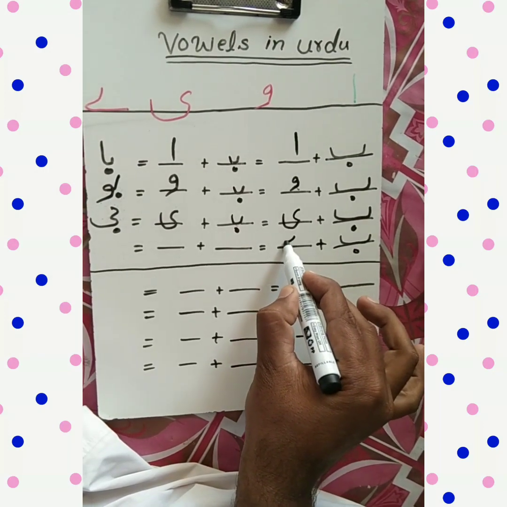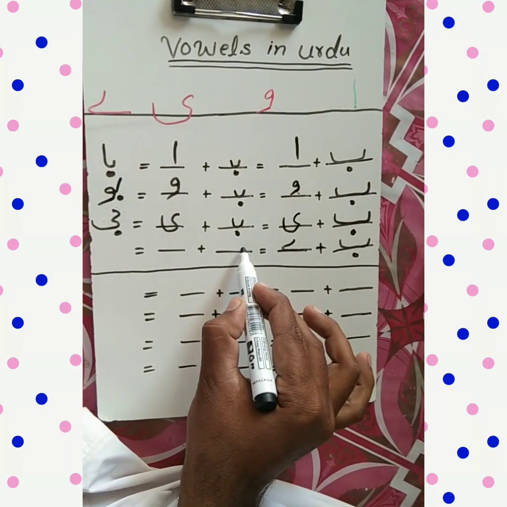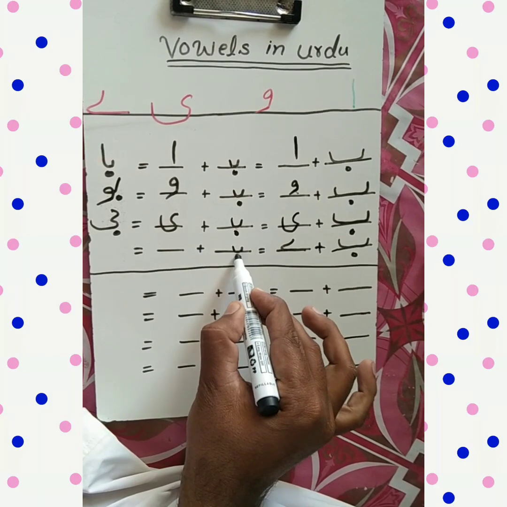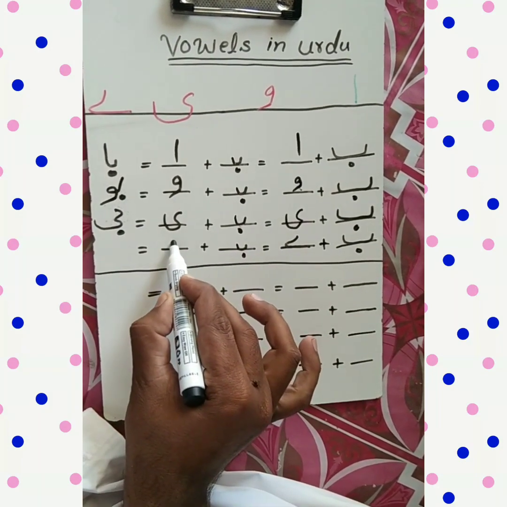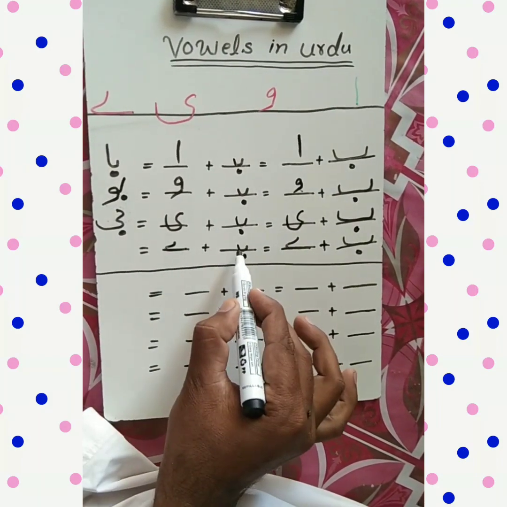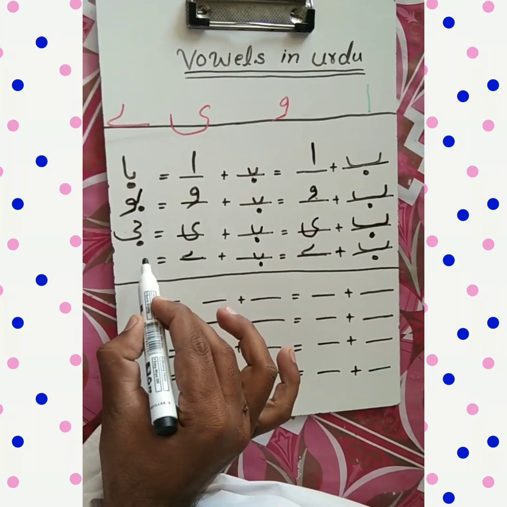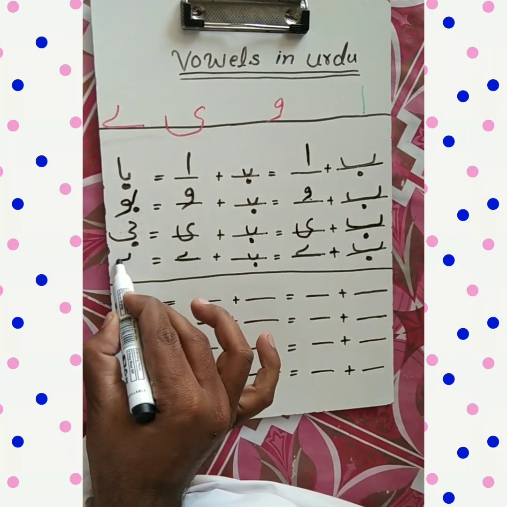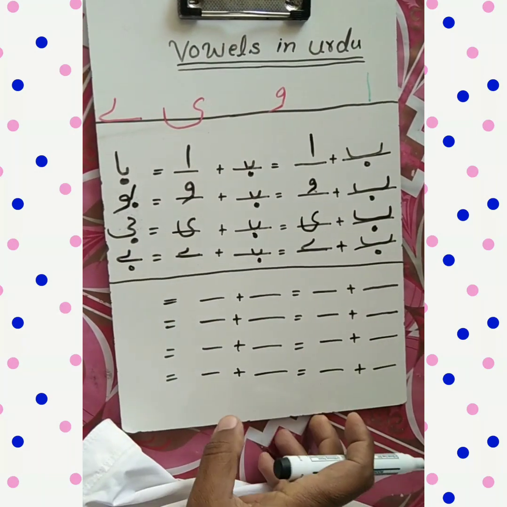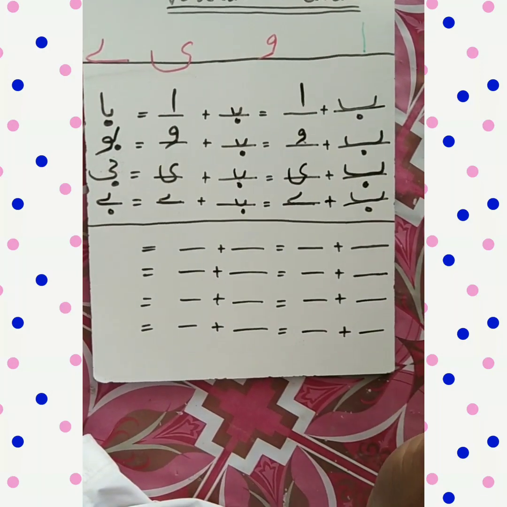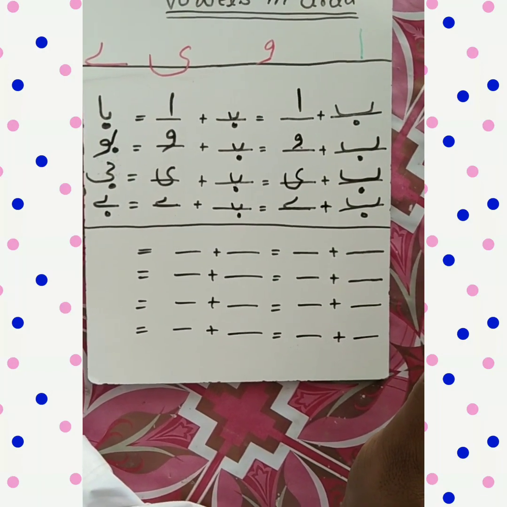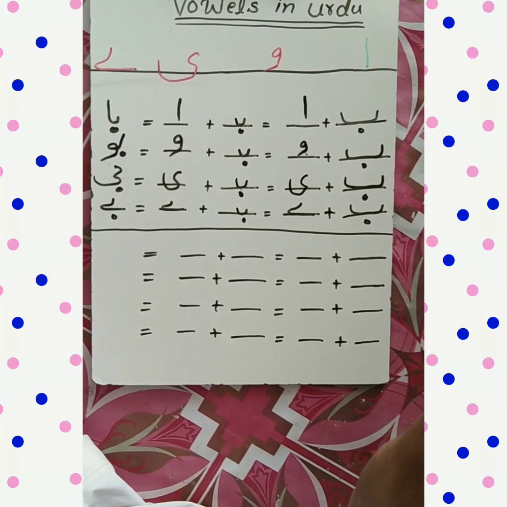We write again bay. Here we write badi ye, and we write half shape of bay, and here we write badi ye. When you combine bay and badi ye, we get bay badi ye bay. I think we have completed bay with vowels alif, wa, ye, and badi ye.